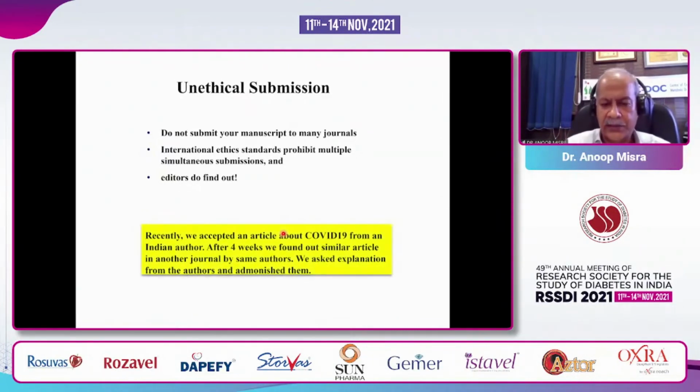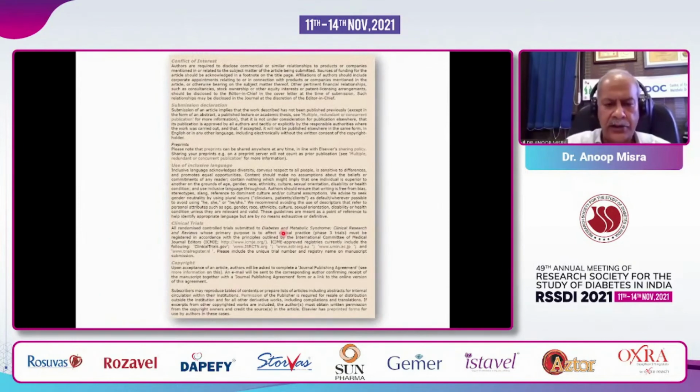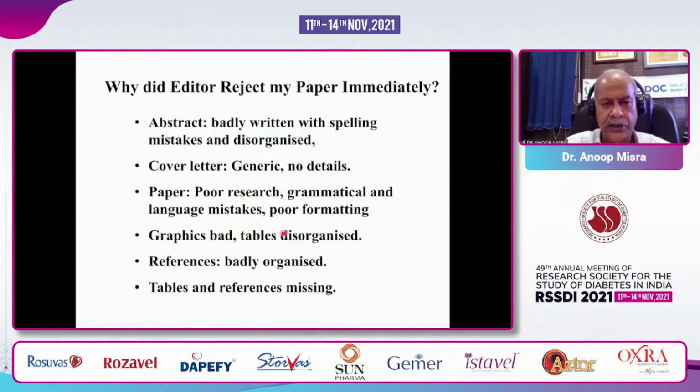So recently, we accepted an article about COVID-19 from an Indian author. After 4 weeks, we found a similar article in another journal by the same author. We asked the author for an explanation and admonished them. Of course, you have to consult the journal to stick to the correct format. In our journal, this is the format, and you should stick to it.